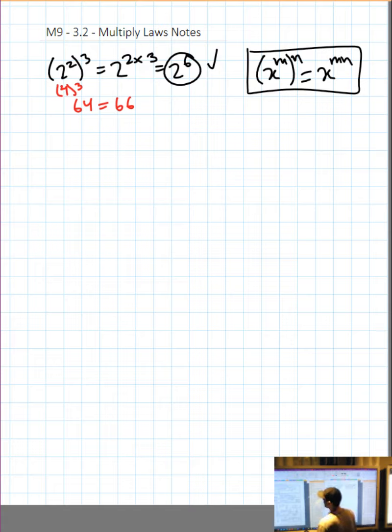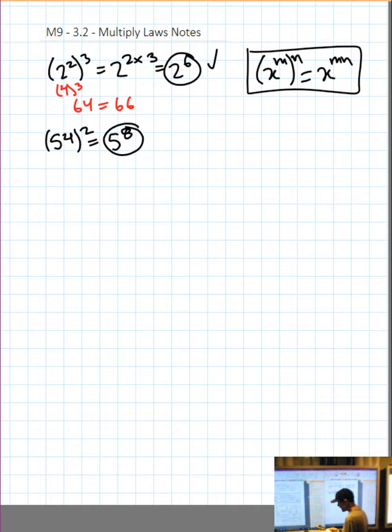Continuing. So let's go with 5 to the 4 squared, the next question. So 5 to the 4 squared, I know I simply multiply the exponents. So this time I'm not even going to write it. I'm just going to do 4 times 2 is 8. Then I'm going to circle my answer. Then I'm going to type the question into the calculator exactly as you see it, and we get 390625. Then I'm going to type the other 5 to the 8, and I get exactly the same thing.